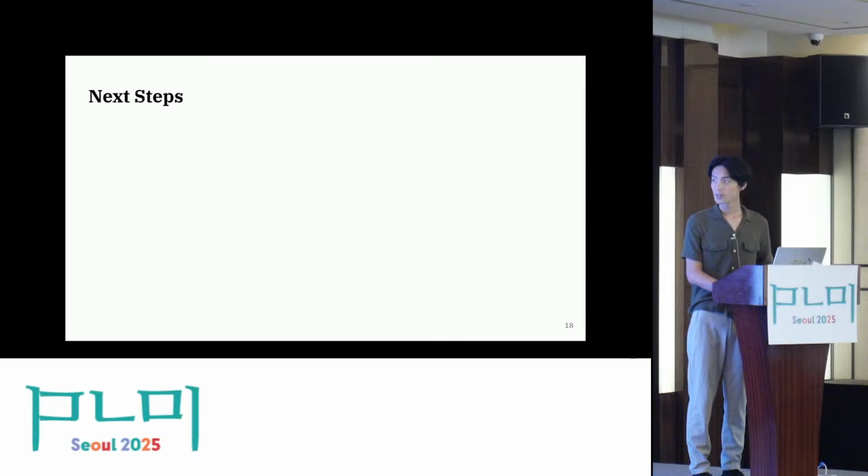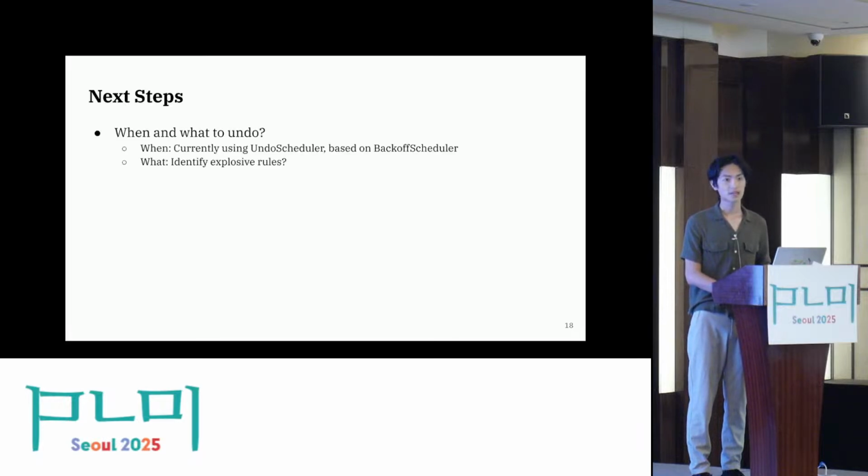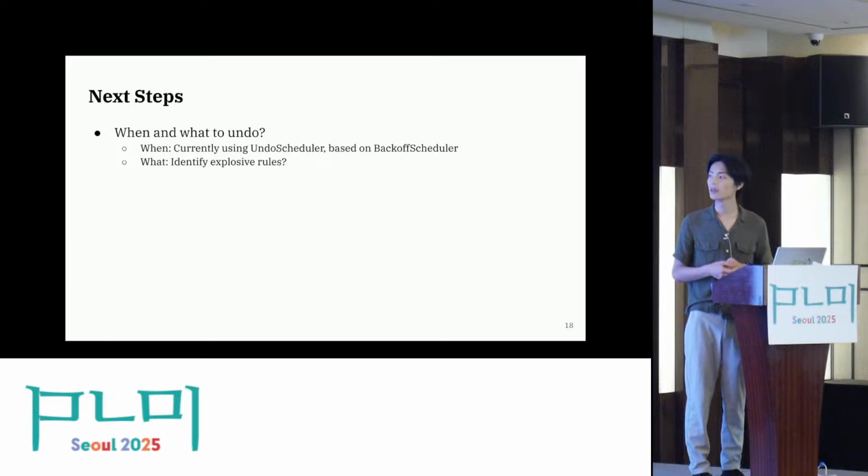In terms of next steps, the two things that are really important for destructive rewrites are thinking about when you want to destroy rewrites and what rewrites you want to get rid of. The way I implemented it is that it's sort of based on the backoff scheduler system. If any of the rewrites get applied too many times, then I get rid of that rewrite, and then I wait an exponentially longer time until I get rid of it again.